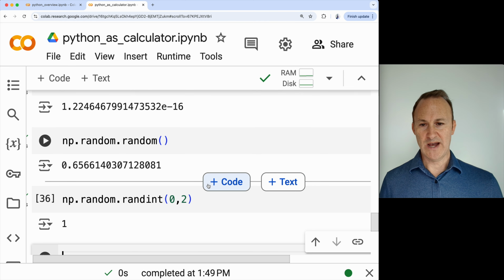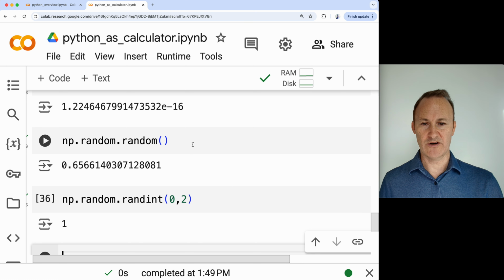So that's an overview of Python as a calculator. It actually is an amazing calculator. It works much better than most real calculators. You can use it to solve problems like the quadratic formula. You can use NumPy to really enhance it, use the random library. And Python even has the bonus of complex numbers. Honestly, I just use it as a calculator.